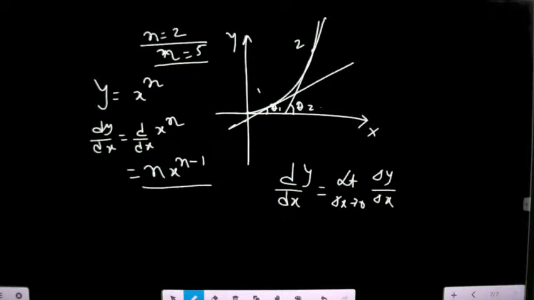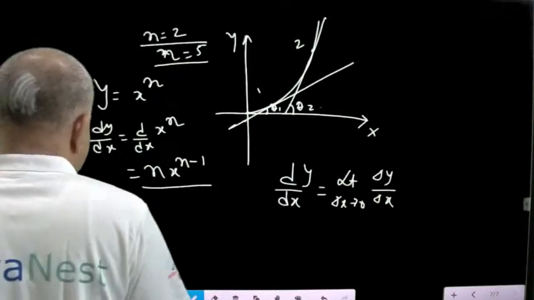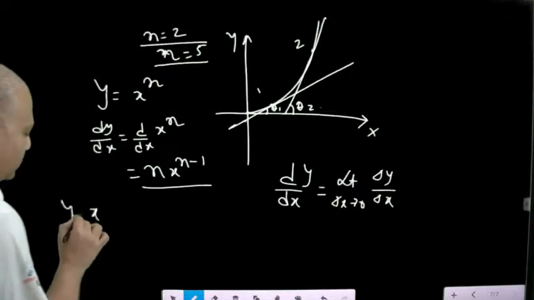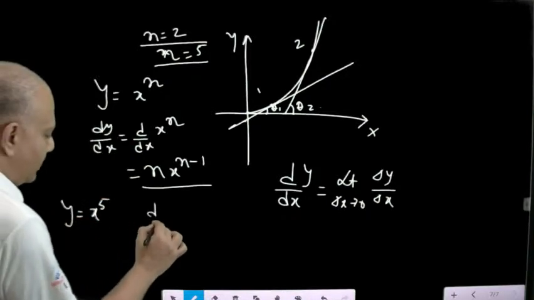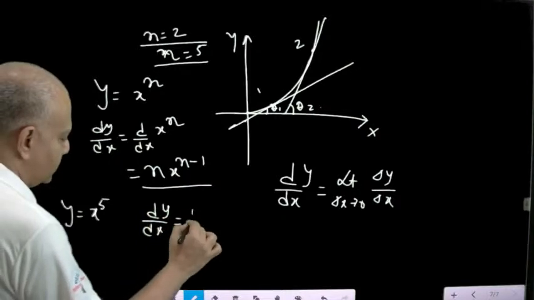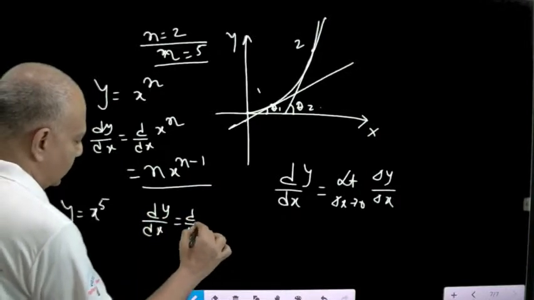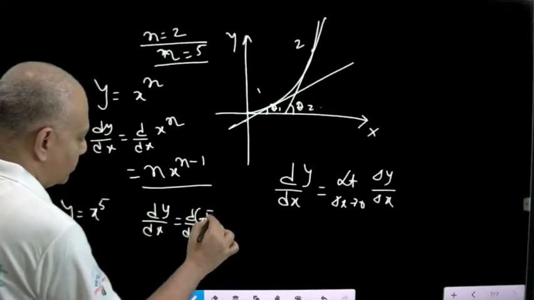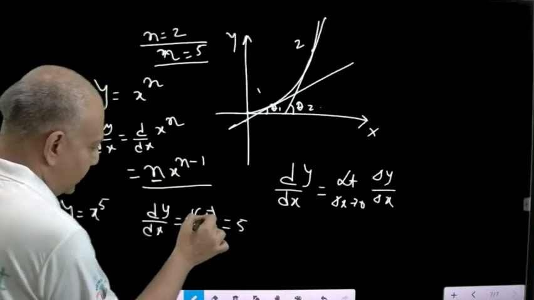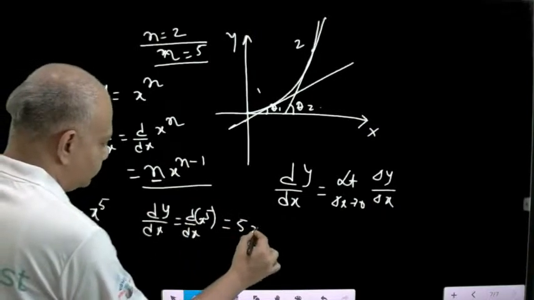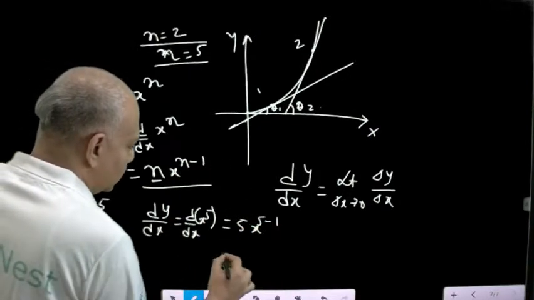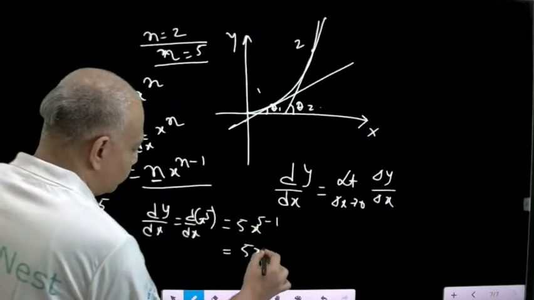Suppose y is x to the power 5. So apply the formula. Differentiation of y with respect to x, d/dx of x to the power 5. Here the value of n is 5. Then n x to the power n minus 1, 5 into x to the power 5 minus 1, that is 5x to the power 4. This is the result.